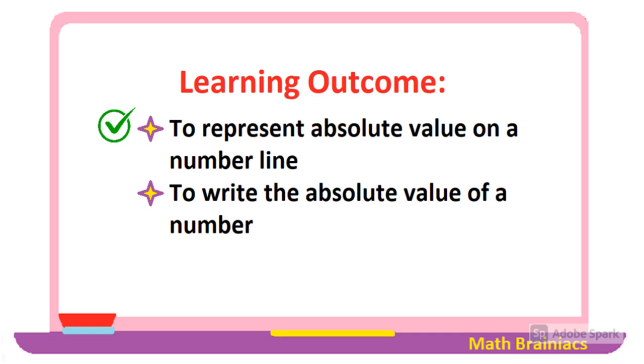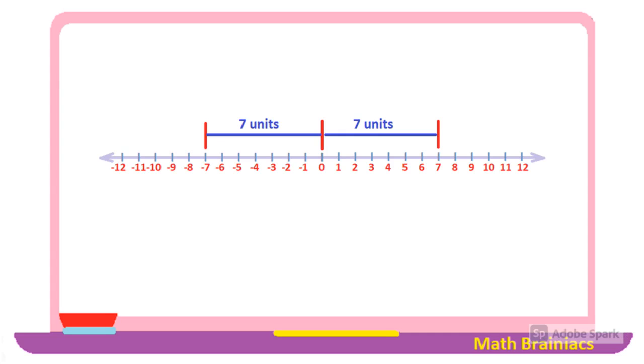Wherefore, we already know how to represent absolute value on a number line. Now, let us study how to write the absolute value of a number. I want you to take note of this. Starting from 0, going to the left, which is -7, there is a distance of 7 units. Then, from 0, going to the right, which is 7, there is also a distance of 7 units.